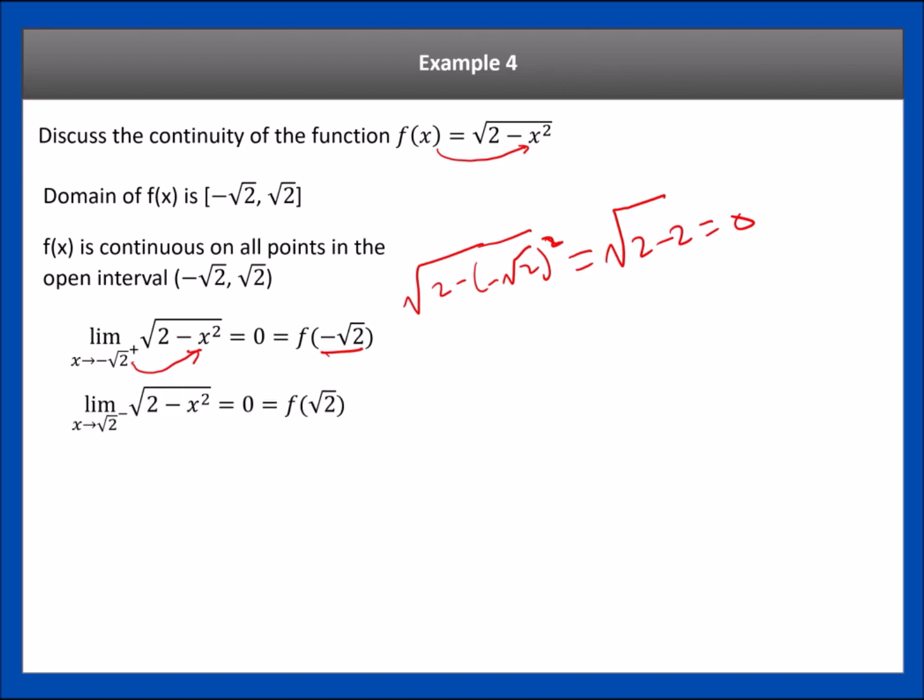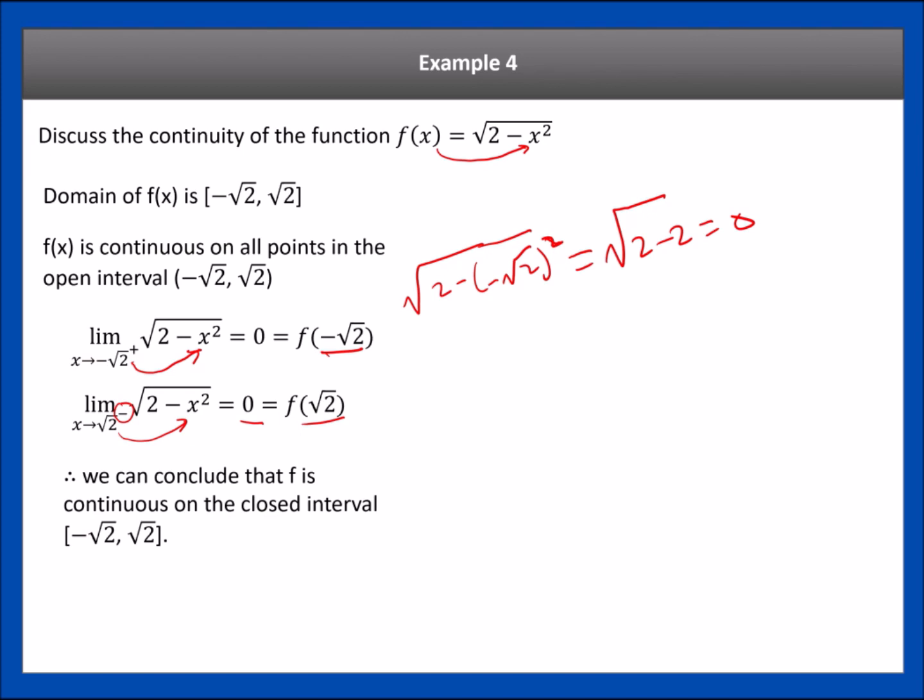If I were to do the limit as x approaches square root of 2 from the left, again, I can just do a direct substitution and I get 0, which is the same result that I would get if I plugged in square root of 2 into the function. And therefore we can conclude, this symbol right here means therefore. So sometimes you'll see me use that. So therefore, we can conclude that f is continuous on the closed interval, all right? So basically look at the limits to see if you get the same value as if you just plugged in and evaluated the function at that value when we do the one-sided limits.